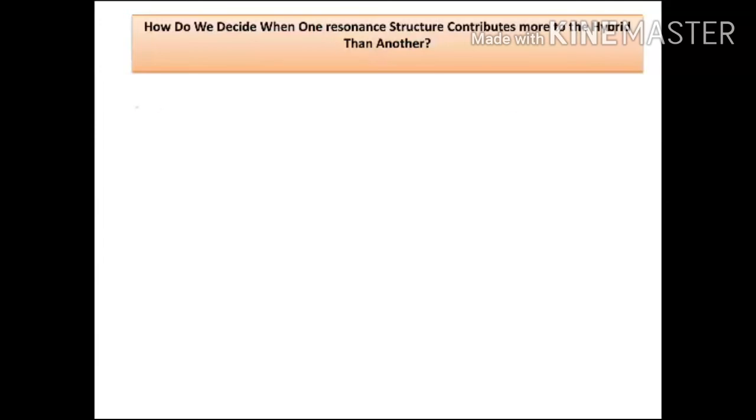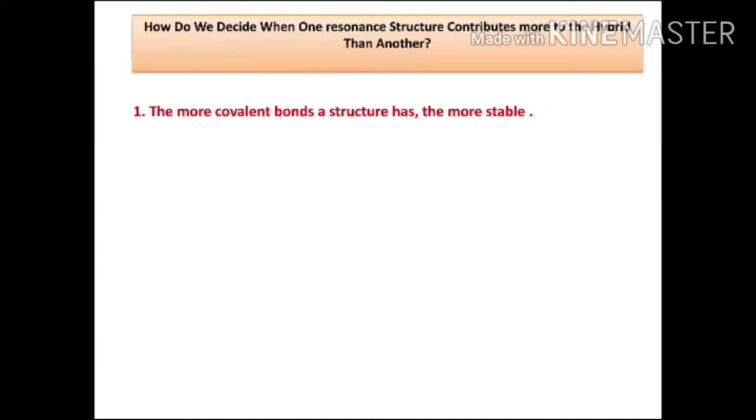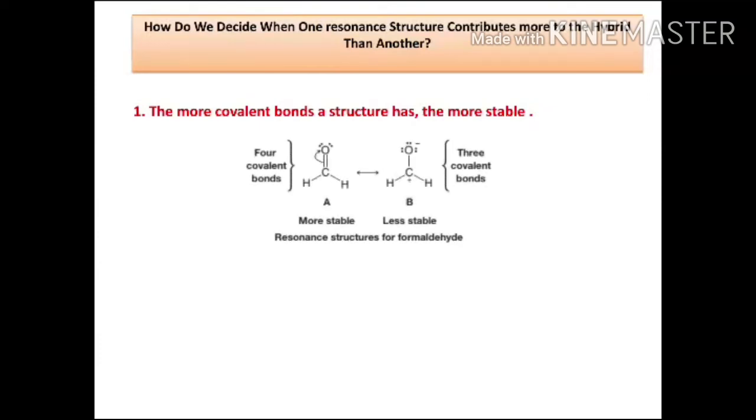The first thing is that the structure with more covalent bonds has more stability. As the number of covalent bonds increases, stability also increases. That means it is very close to your hybrid structure. For example, in the given structure you have two forms of formaldehyde. One has 4 covalent bonds, the second has only 3 covalent bonds. That means the first structure is more stable than the second structure.